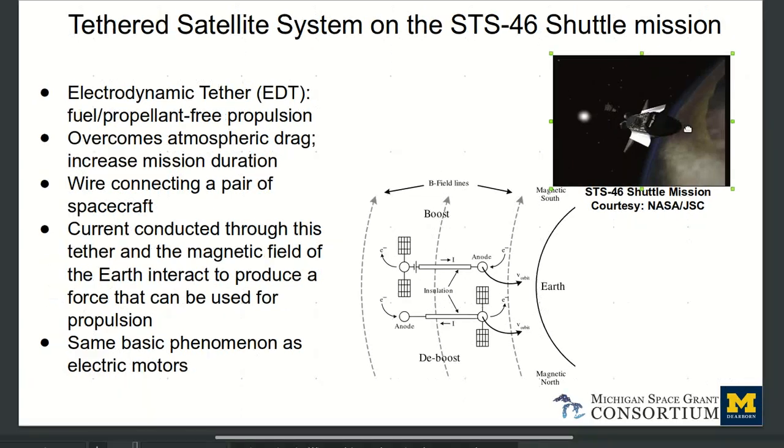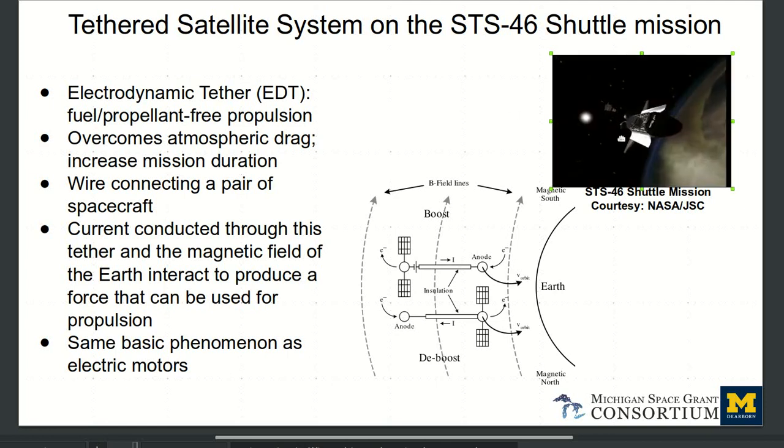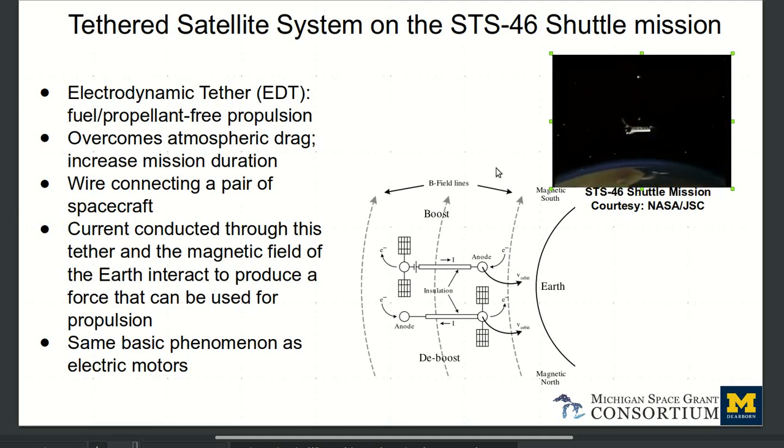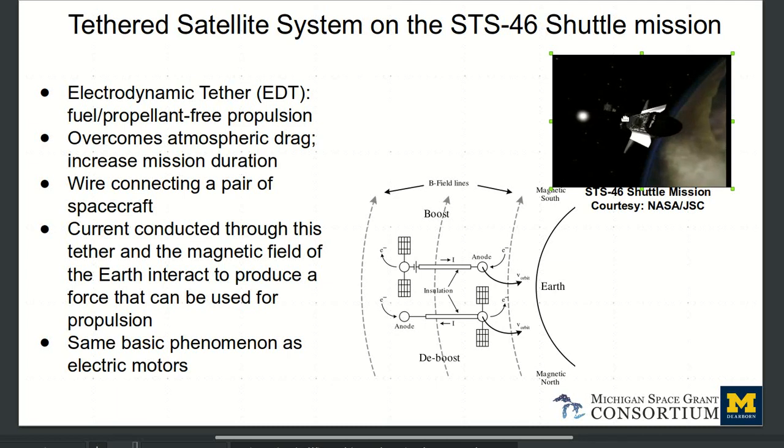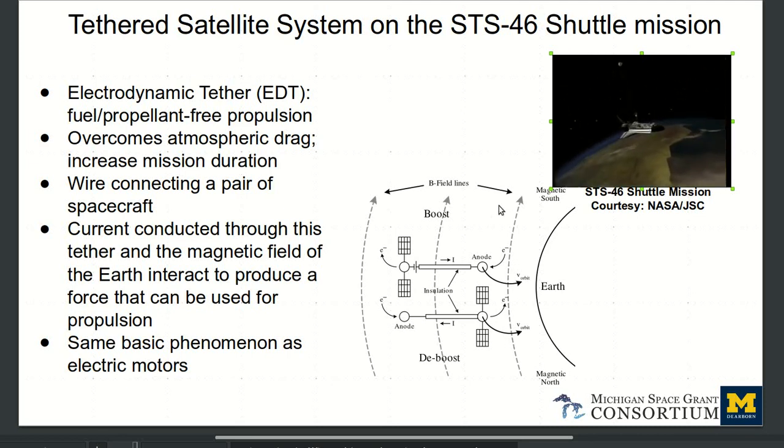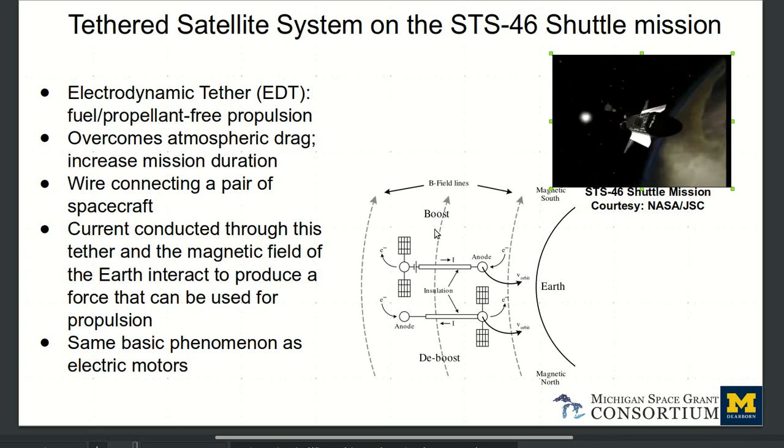Before proceeding further, let's take a look at this animation from the STS-46 shuttle mission. As you can see from this animation, there is a mothership and there is a sub-satellite that are connected to each other by a wire, or what they call the electrodynamic tether, or EDT. A current is being conducted in a controlled fashion through the wire, and because of the flow of the current, an interaction with the magnetic field of the Earth would happen that would produce a propulsive force on the subsatellite system. And the physical principles of operation are exactly like electric motors.